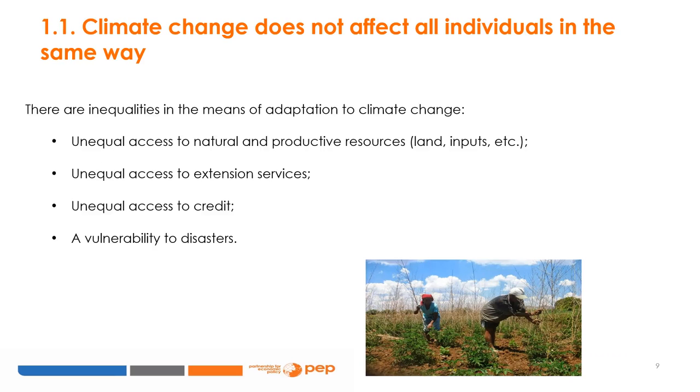There is also the fact that there are inequalities in the means to adapt to climate change. For example, there is unequal access to natural and productive resources, like land, inputs, etc. Unequal access to extension services, unequal access to credit, and populations are vulnerable to disasters.